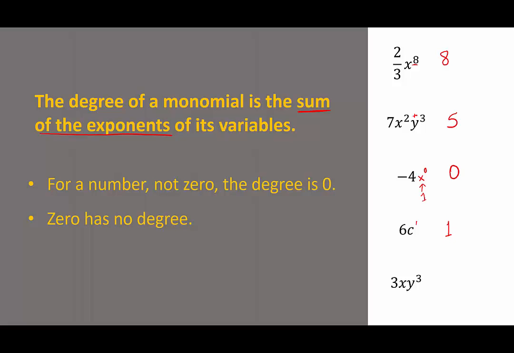And then 3x y cubed is our last example. Again, I have two variables, x and y, so I want to add their exponents. Remembering my exponent rules, that this x has a 1, it's 1 plus 3. So 3xy cubed, its degree would be 4. So when you're finding the degree of a monomial, just remember, add the exponents. That's it.